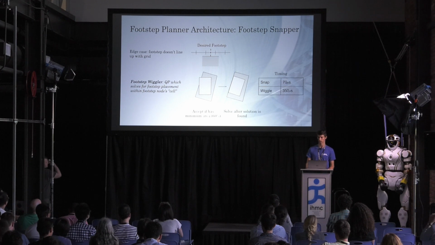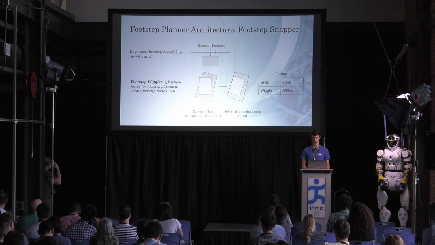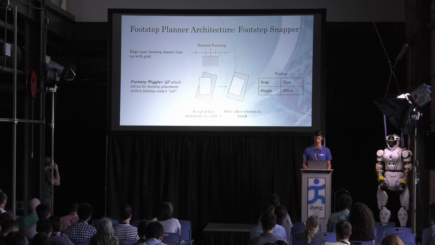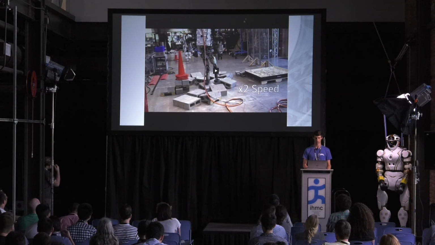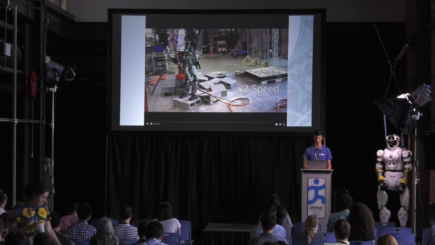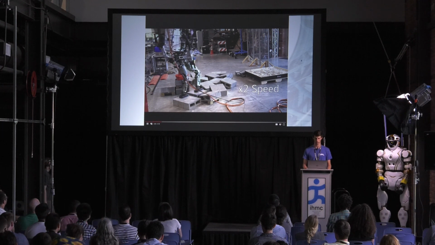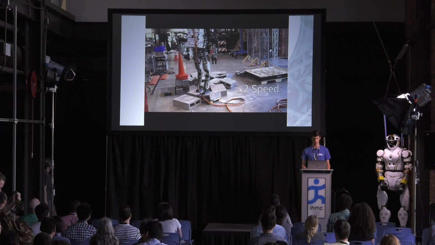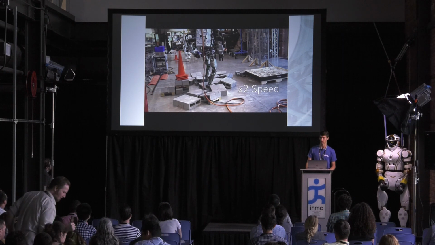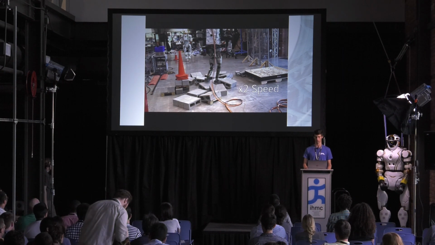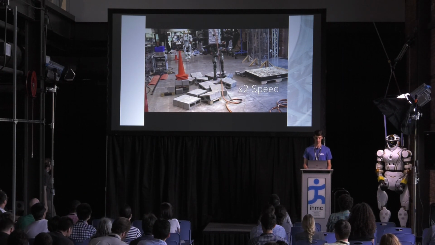So a quick note on the timing. This wiggling takes quite a while compared to snapping. So in practice, we just have a threshold of about 60% while we're planning. And then after we get a good plan, we try to move these footsteps into better footholds. So here's a video of Atlas going over cinder blocks using this planner. This plan took under a second to plan. I don't have the exact time, but they're usually in the range of about half a second to 1 second.